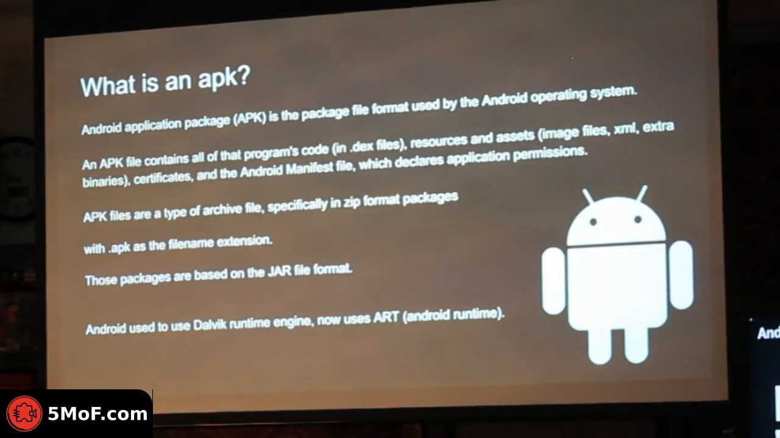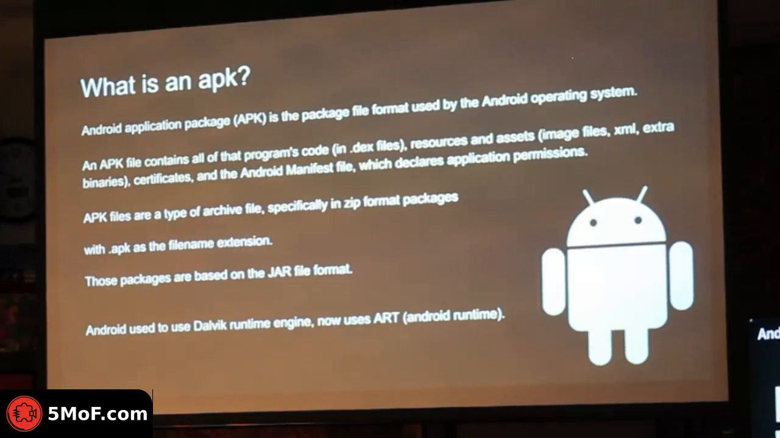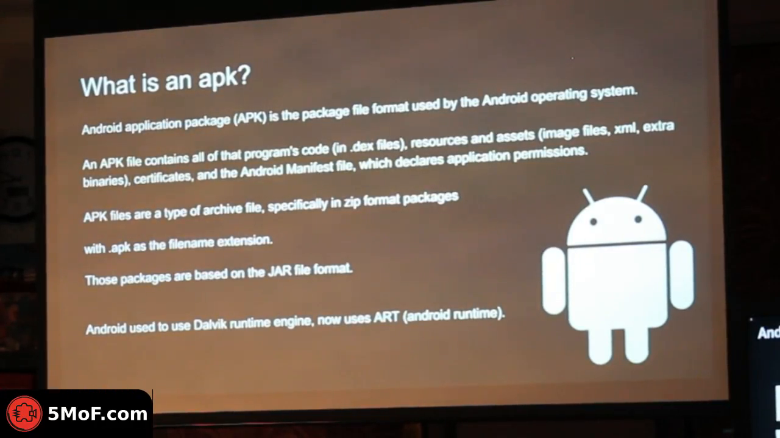So what is an APK? The Android application package. The APK is a file format used by the Android operating system. It contains all of the program's code in files called DEX files, resources such as images, XML, extra binaries, crypto, certificates, and something called the Android manifest, which declares the permissions that the application uses and which classes request those permissions. APK files are actually just zip files. If you rename an APK file to .zip, you can open it up and see everything inside of it.